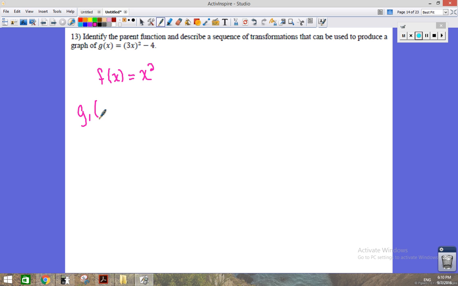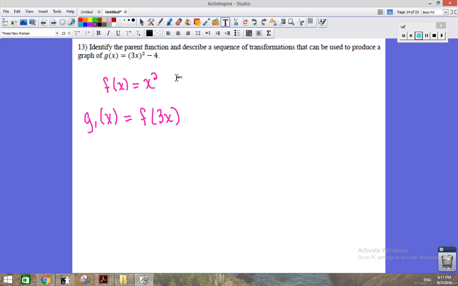The first graph that I'm going to obtain through my first transformation: there are no horizontal shifts to the left or to the right, because inside this squaring function I don't have a plus or minus some number. It's just 0. What I do have is this multiplication, this 3. And it's bizarre in its behavior that when you multiply the input by 3, the effect that it has on the graph is a horizontal shrink by a factor of 1/3.